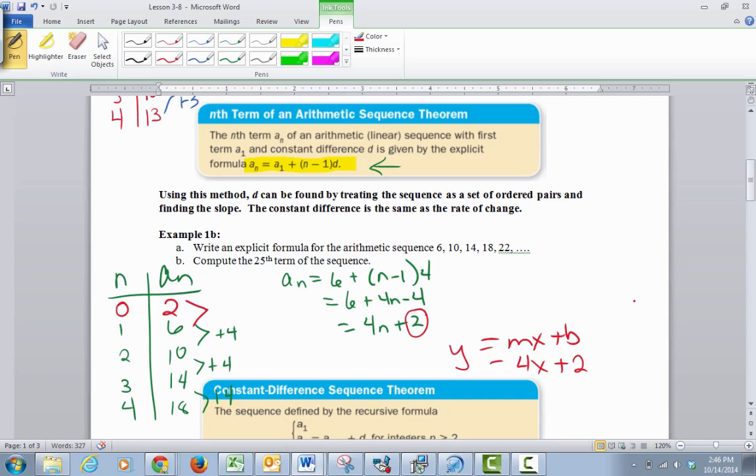Can we do that on the test? Yeah. Wait, why do we use that formula?